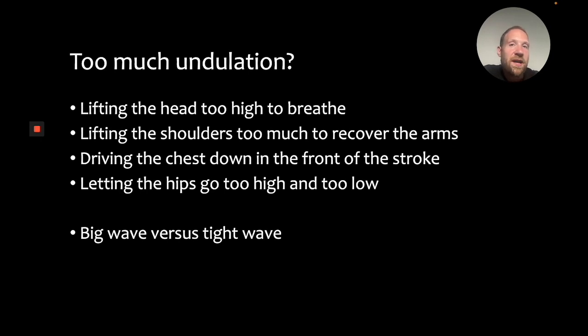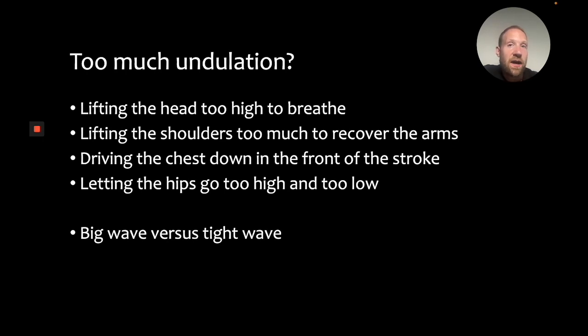Next, it's important to get the chest down a little bit in the front of the stroke, but if there's too much pressure and they're really driving the head and the chest down, that can create too much undulation as well. As a result of all of these issues, the hips can go too high or too low, and again, moving through too much range of motion.